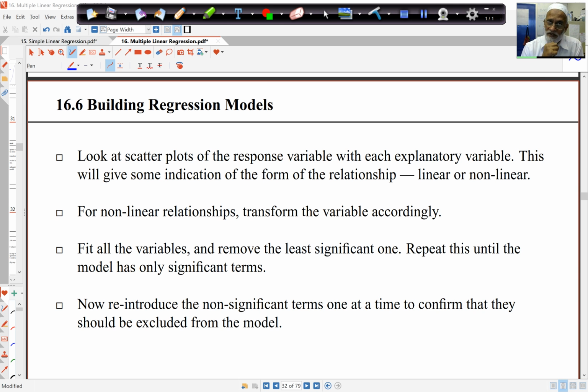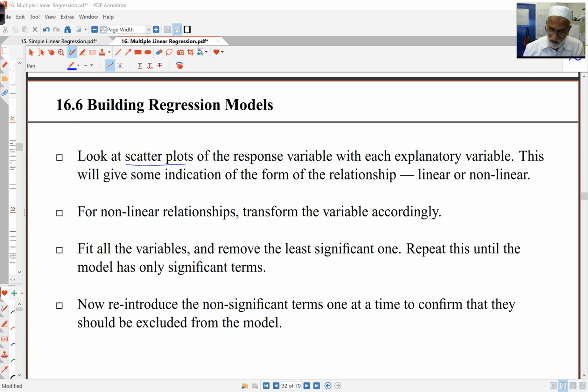So building regression models means I have some data. How do I then from there find the best model? First of all, we can look at scatter plots of the data, and that will indicate to us some ideal relationships, whether it's linear or nonlinear. And if it's nonlinear, we can transform the variables accordingly, as we saw earlier with those plots of the usual simple functions.